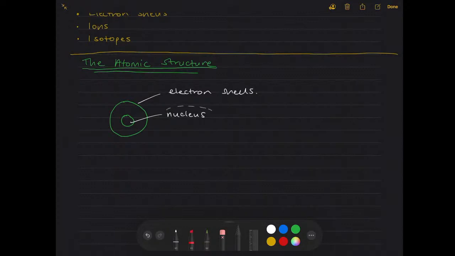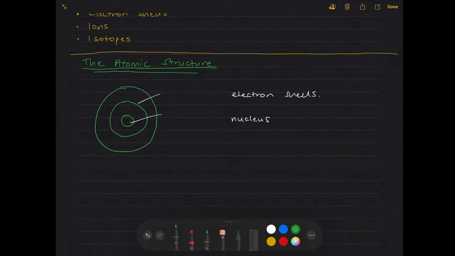At GCSE, you need to appreciate, and also at A level, that there are multiple electron shells, not just the one. We'll talk about electron shells in a bit more detail later in today's session, but this is probably what you have come across in recent months and years, where the X's represent electrons.